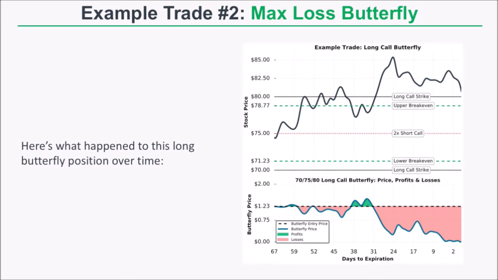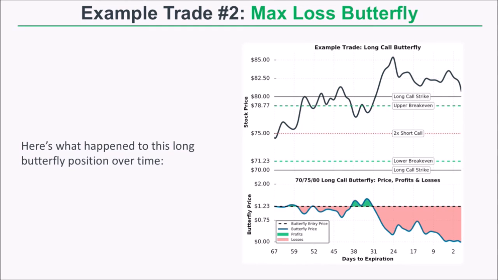Alright, so as we can see here, the stock price starts right around $75, and over time the stock price rises to about $85 at the highest point, and then expires just above our long call strike price of $80. So this means that at expiration, our long 70-75 call spread is entirely in the money, but our short 75-80 call spread is also in the money.